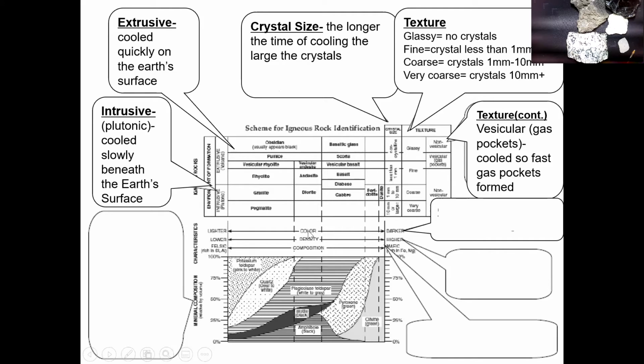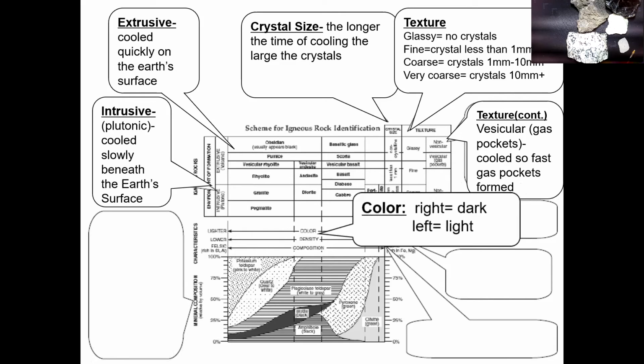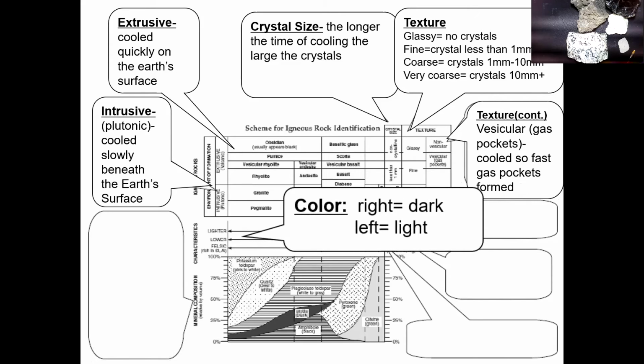So as you can see here with color, see how it's listed as dark on the right? So it means that the rocks listed on the right half of the chart are dark colored rocks. The rocks listed to the left of the word color, they're light in color. The ones listed in the middle are ones that they're never going to ask you about because they're kind of in the middle. So here's what I want you to write. Color, right equals dark, left equals light.